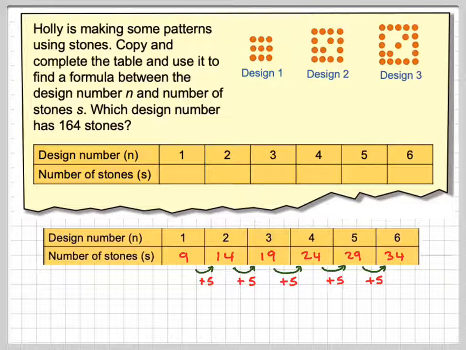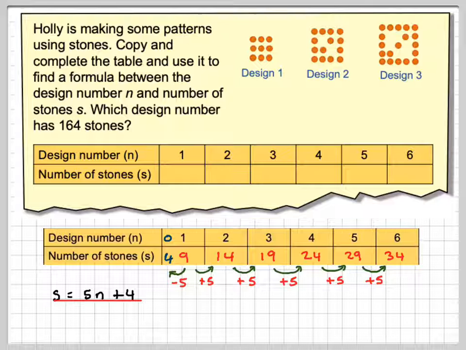Right, now we need to come up with a formula between the design number n and the number of stones. So S would have to begin with 5n because you're adding 5 each time, and then you can take 9 and then go back minus 5, which will take you to 4, which means you need to add 4 to this. This is just a method of finding the nth term of a linear sequence is what we got here, because it's linear because it's going up by the same amount each time.